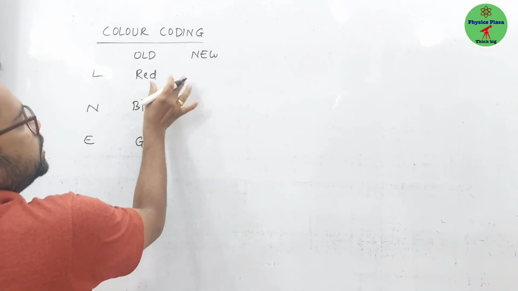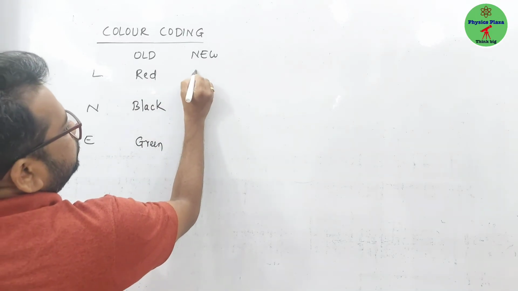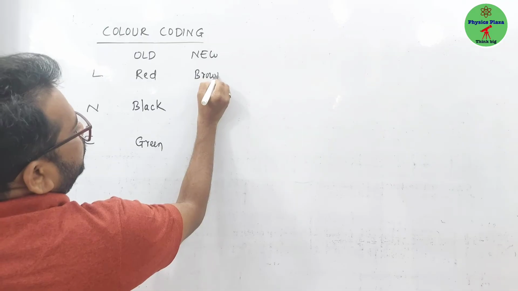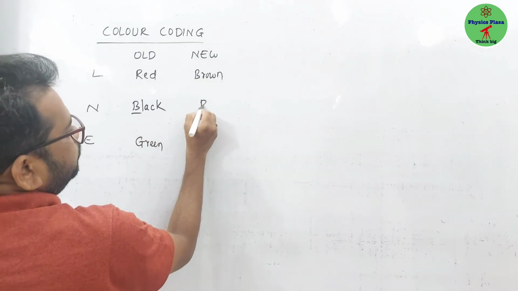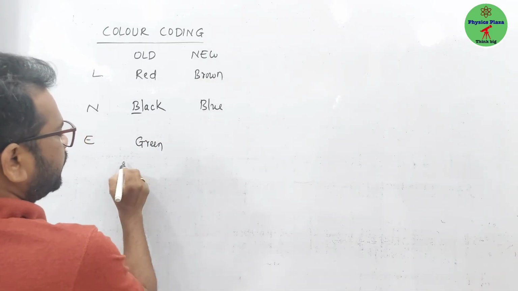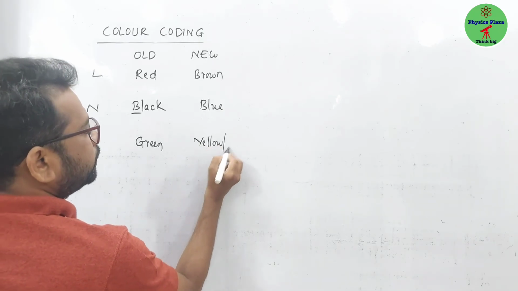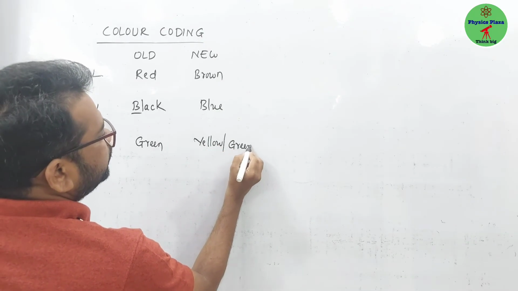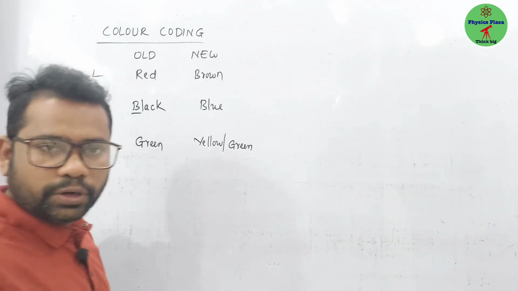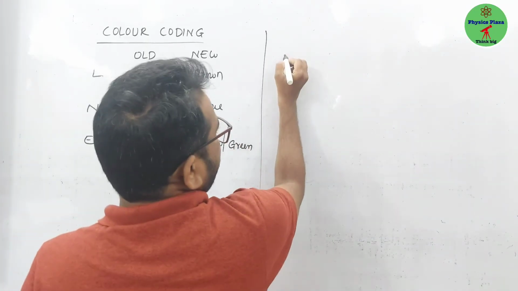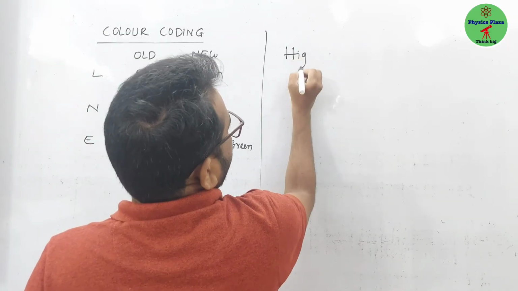According to the new convention, very near to red is what? Brown. Okay, brown. Then B for black, B for blue also, light blue. And in the new convention, earth is yellow or green. Yellow or green, that's it. This is about the color coding. Fine. And here is high tension wire.